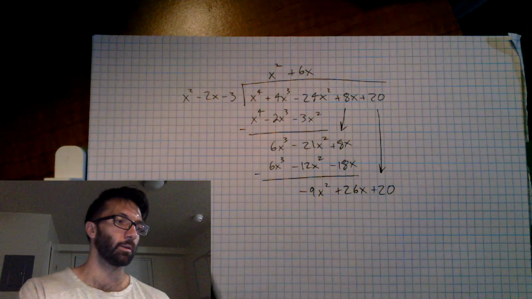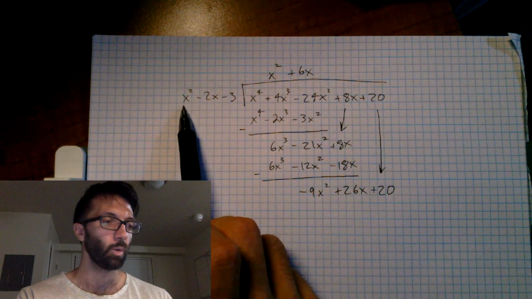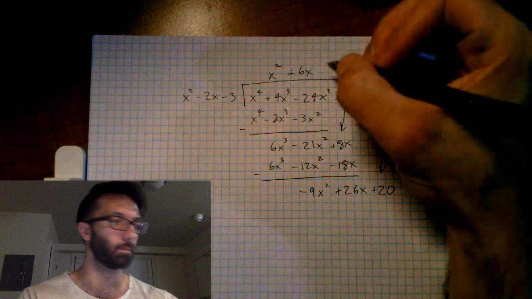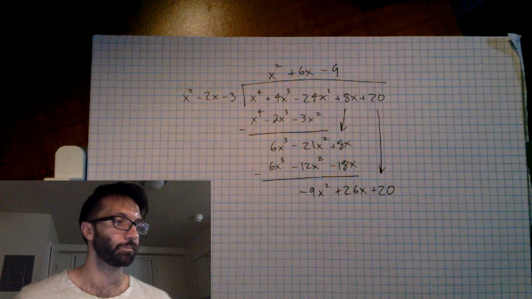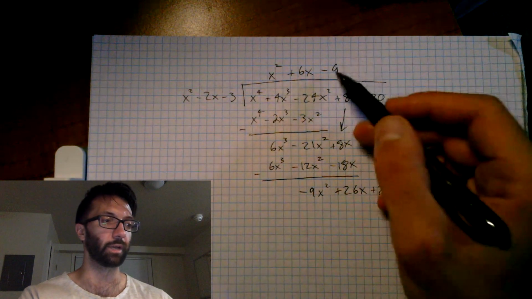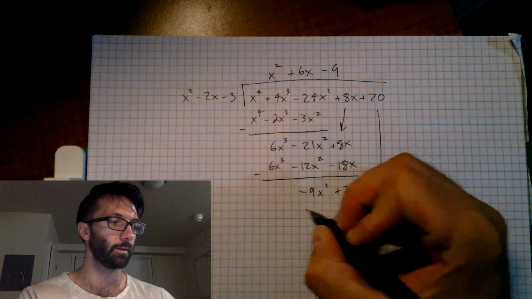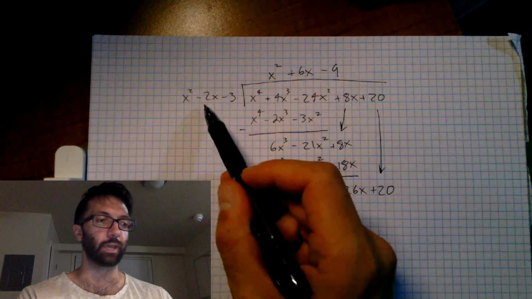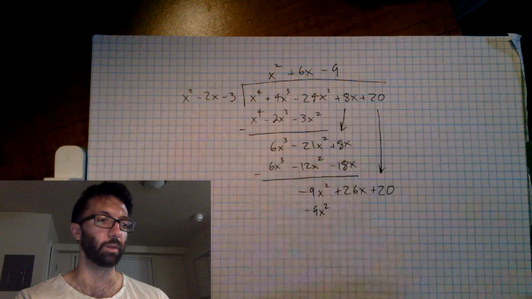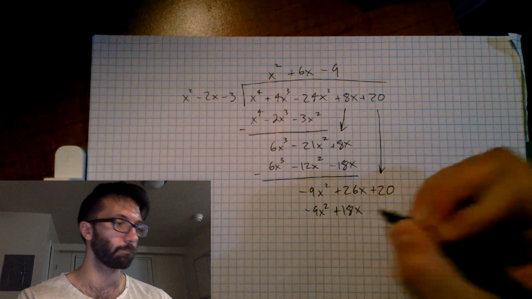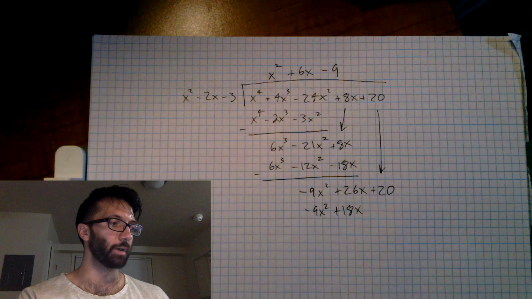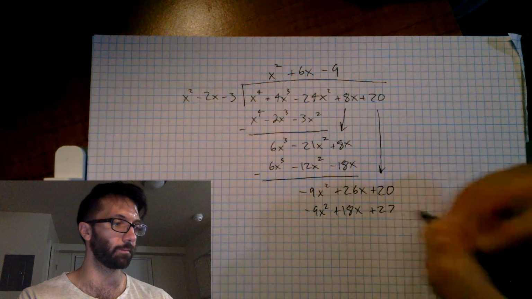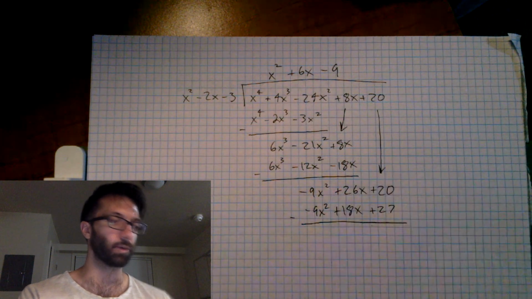So take our leading term. What would you multiply x squared by to get a negative 9x squared? Well, that would just be negative 9. And then we multiply it through. So negative 9 times x squared is negative 9x squared. Negative 9 times a negative 2x here is going to be a positive 18x. All right. And then negative 9 times a negative 3 is a positive 27. And then we go ahead and subtract.